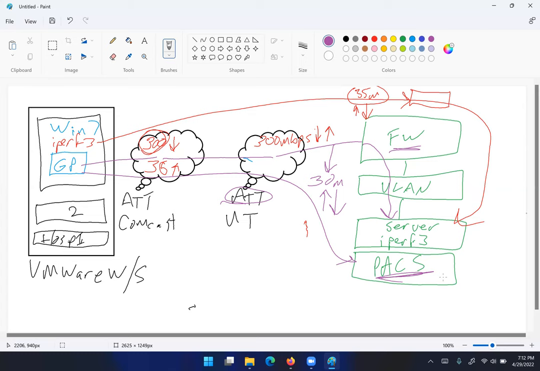Now, normally, if there's one or two guys on this backup circuit, it's no problem. I mean, if their transfer rate is limited to 30 meg over the VPN, seems like we could have up to 10 sessions with no problem on our 300 meg circuit. But they're complaining when they get five or six on there. So, yep, I need to talk to PACS.